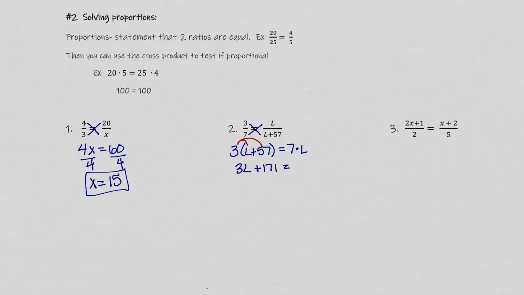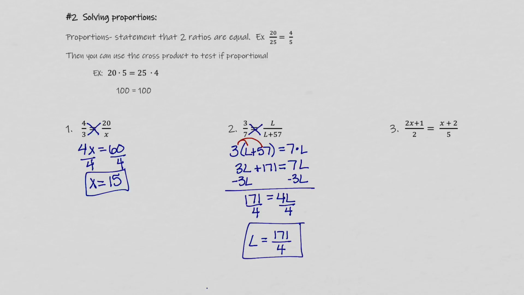And then I have an equal sign. I'm getting a little sloppy here. 7 times L is 7L. I need to get the L's to one side, so I subtract 3L from both sides. I get 171 equals 4L, and I divide by 4. And that fraction does not simplify, so it's 171 over 4. And that's how you're going to type it in as an answer on the assignment.